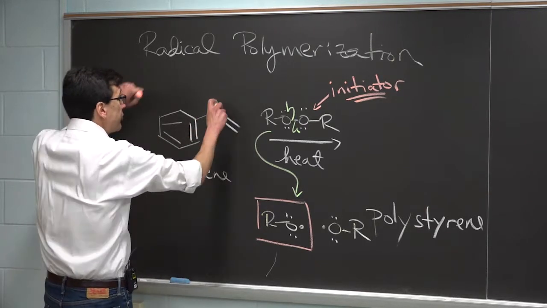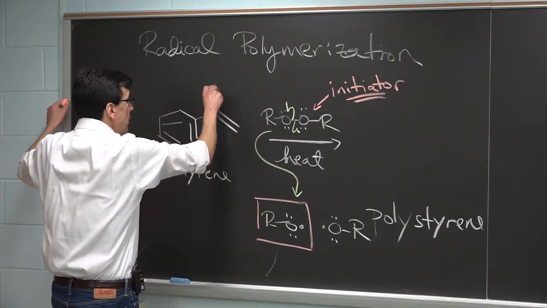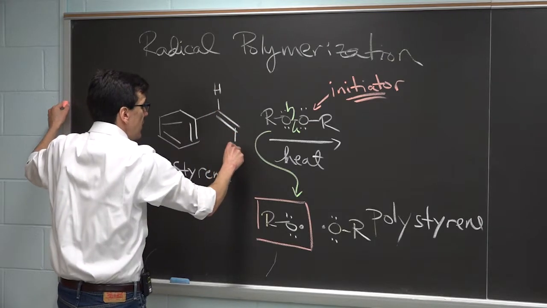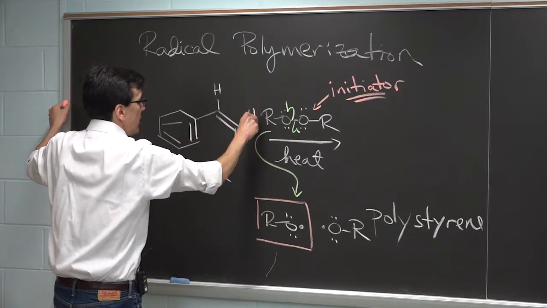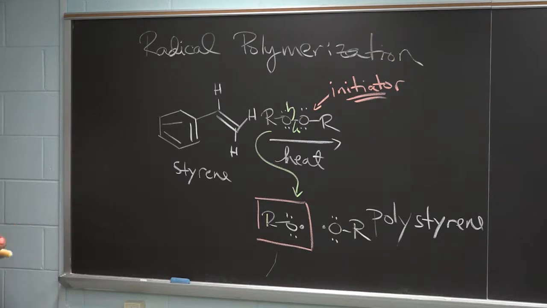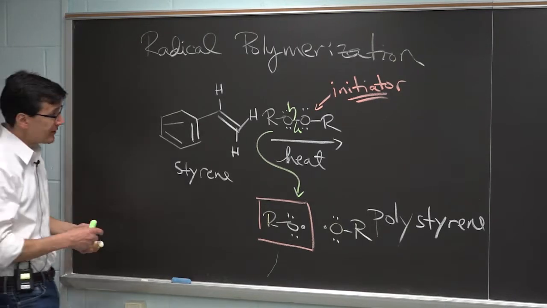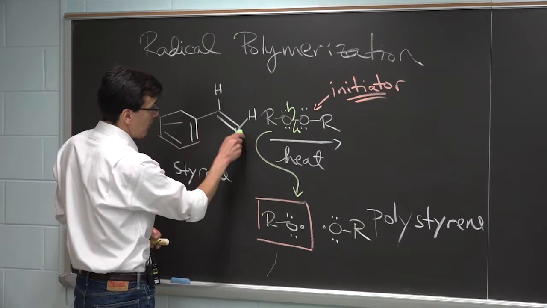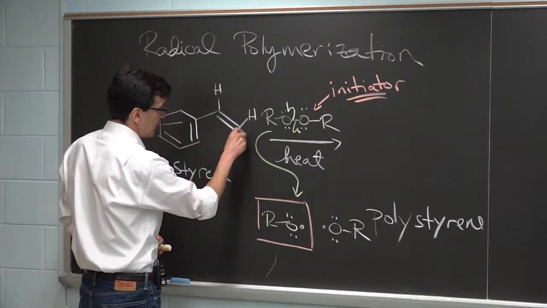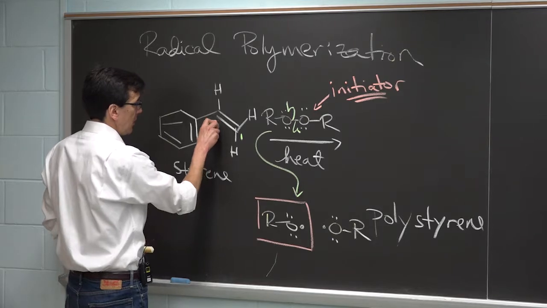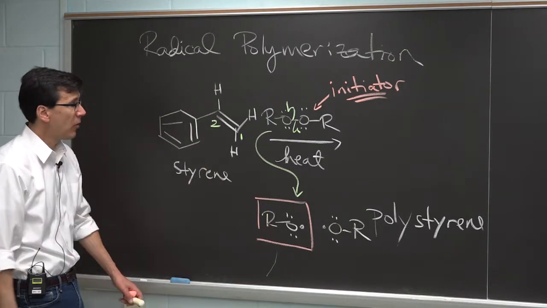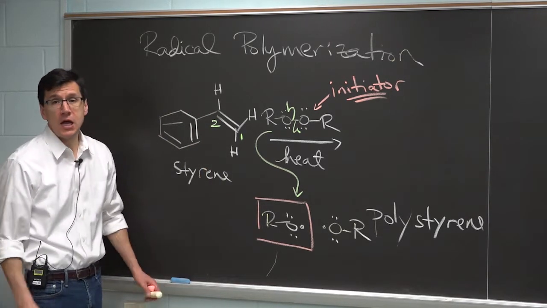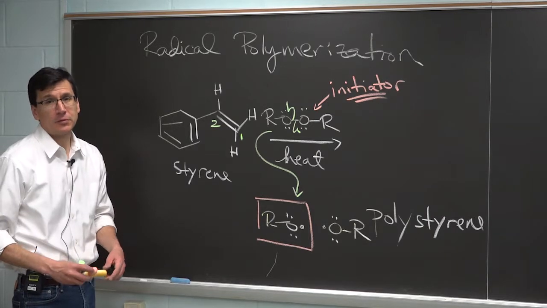Well, let's fill in the hydrogens. There's a hydrogen here, and a hydrogen here, and a hydrogen there. And so now what we want to do is add this radical to this double bond. Let me number the carbons maybe to help keep track. There's carbon 1, there's carbon 2. We want to add the radical in such a way to get the better possible radical.